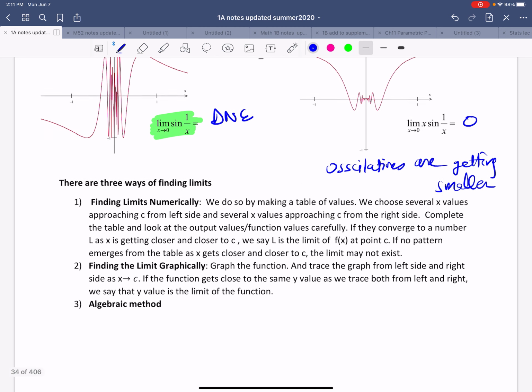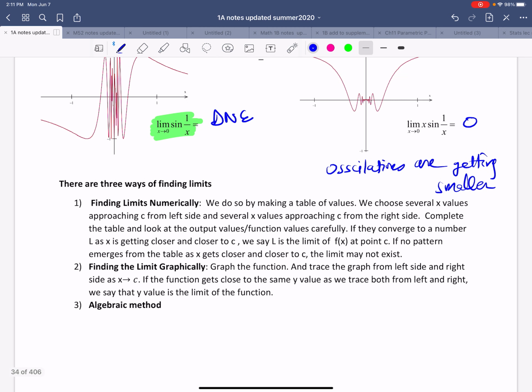So there are three ways to evaluate the limits. The first way is evaluating the limits numerically. Numerically means we are going to be making a table. In the numerical method, we make a table by picking the x values on the left and right hand side of the c value, or the point where we're going to evaluate the limit. And we see the pattern, which y value we are approaching coming from both sides.